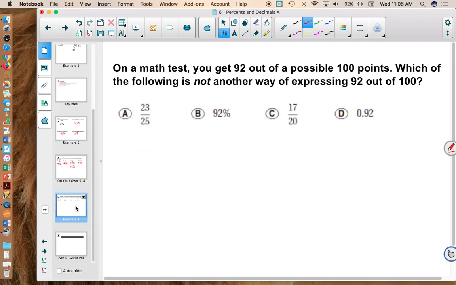On a math test, you get 92 out of 100 points possible. Which of the following is not another way of expressing 92 out of 100? Which one of those is not going to be expressing 92 out of 100? I'm going to give you time to work it. You figure it out. You got A, B, C, and D. Which one is not?